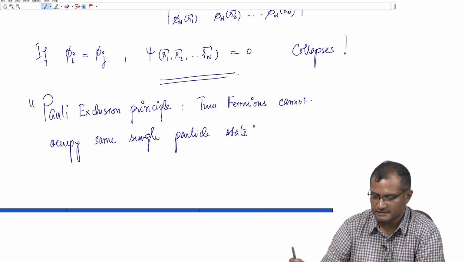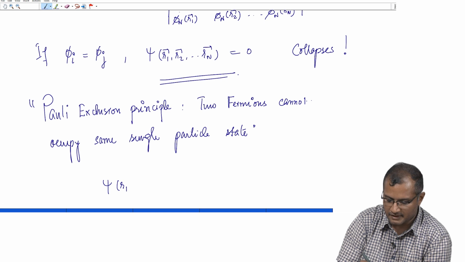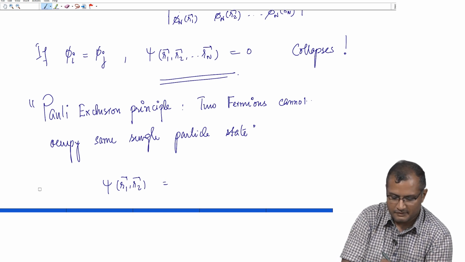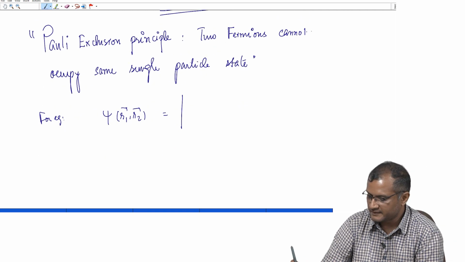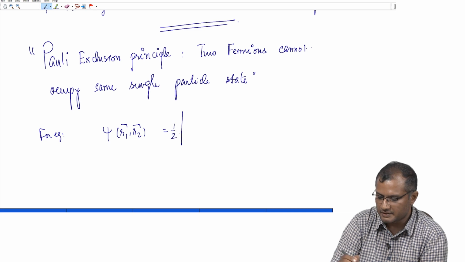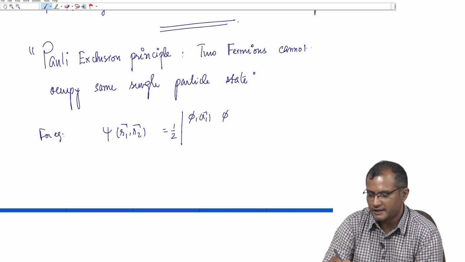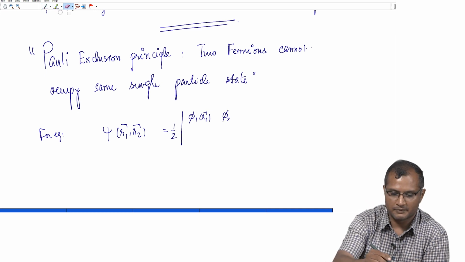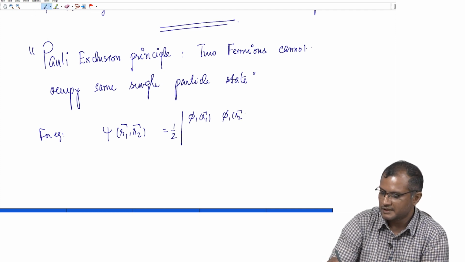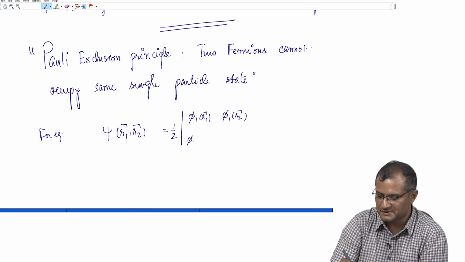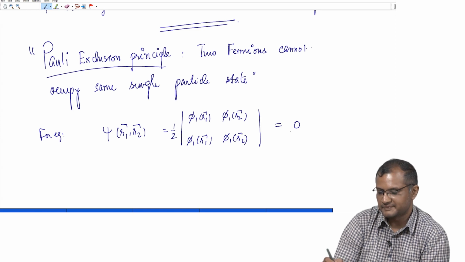Okay. And for example, for a two particle system, it is very simple. For psi r1 r2, it is very simple to see why. I have got a 1 upon factorial 2 outside, which is 1 by 2, and I am going to write down phi 1 r1, phi 1 r2, and I made phi 2 as phi 1. So, this becomes phi 1 r1 and it becomes phi 1 r2. This is a 0 determinant.